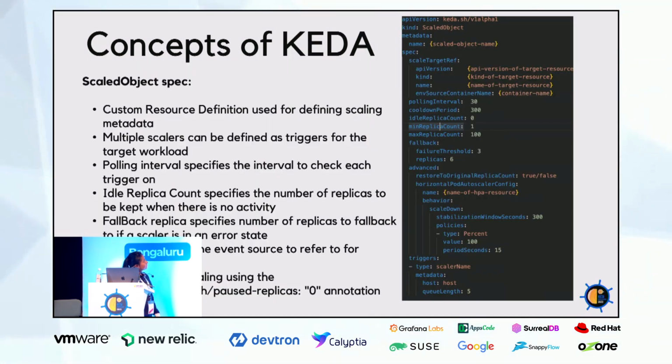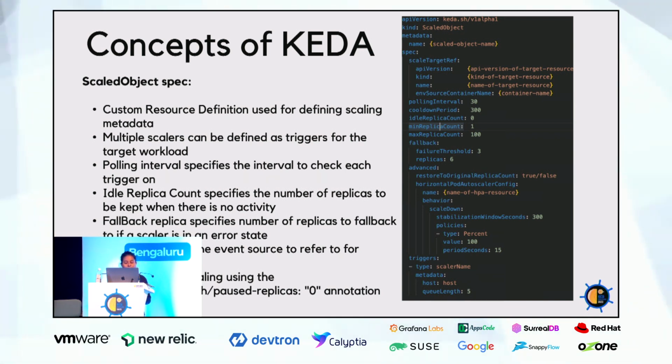So coming to the concepts of Keda, on the right side code part, you can see that this is a scaled object and this is deployed as part of the Keda custom resource definition. And this is mainly for deployments, stateful sets or replica sets. As you can see, you can also define multiple scalers. So in the trigger section down there, you can see type, scaler name. That's an array. So you can define as many scalers as you want.